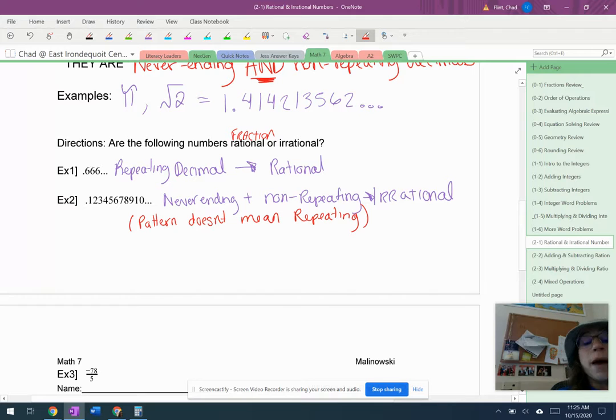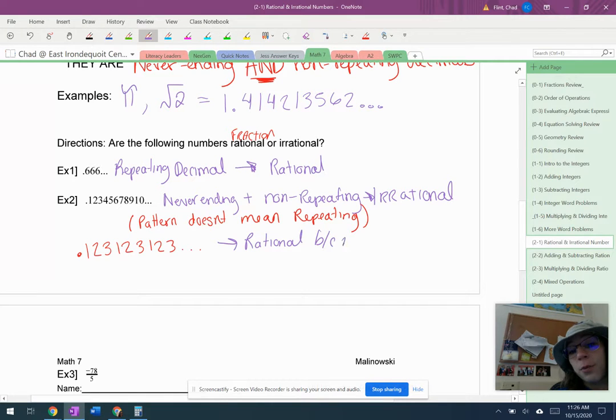Now, if there was a pattern that repeated, like for example, if I had 1, 2, 3, 1, 2, 3, 1, 2, 3, ... that would be rational because it's repeating. It has a pattern, true, that 1, 2, 3, but the repeating part is the fact that the 1, 2, 3 is happening over and over and over again.